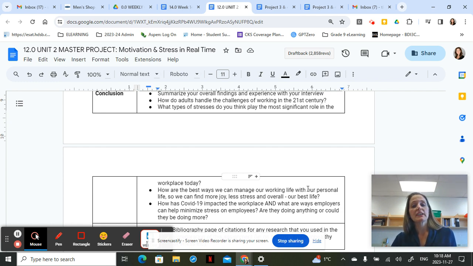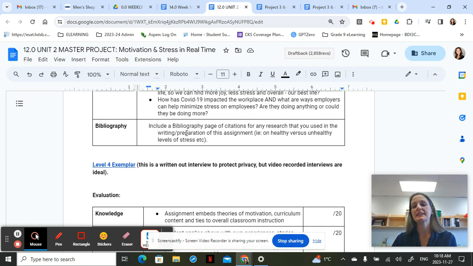And how has COVID-19 impacted the workplace today? How has the workplace changed? And could we be doing anything more? Okay, so some fun in your own reflective practice, also thinking about where you want to see the world of work going in the future. And then, of course, make sure you include your citations.